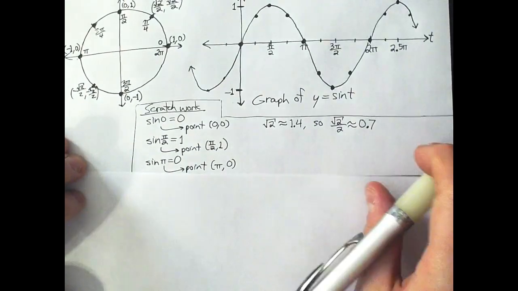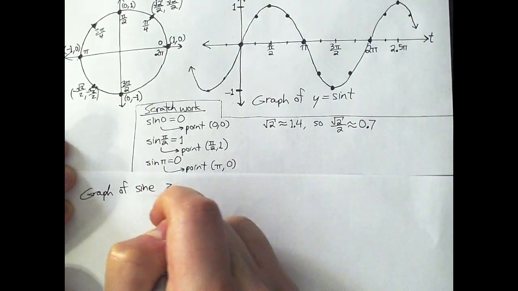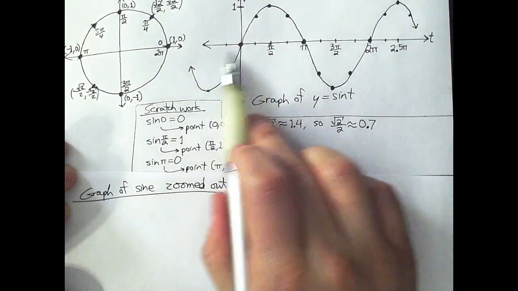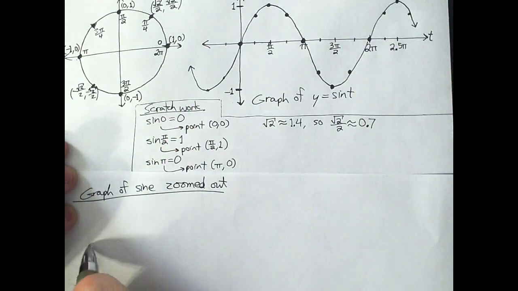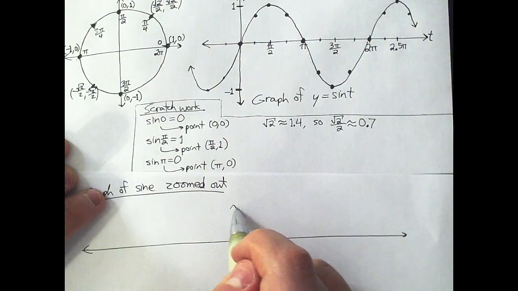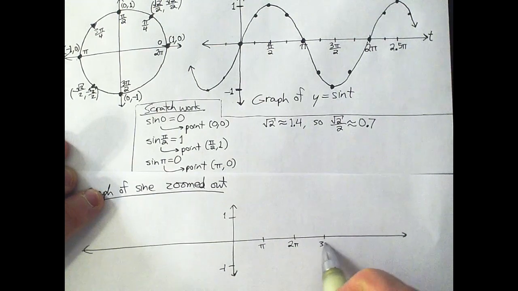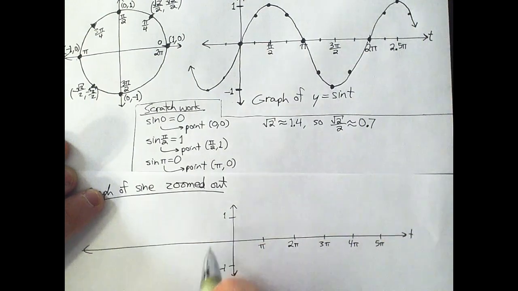I'm going to say graph of sine zoomed out. What if we zoom out? Because I set this up to have kind of a certain region we were focusing on. I want to show you that if you were to have this be 1 and -1, and then maybe you just look at pi, 2 pi, 3 pi, 4 pi. We're using multiples of pi because those seem to be kind of the important points.